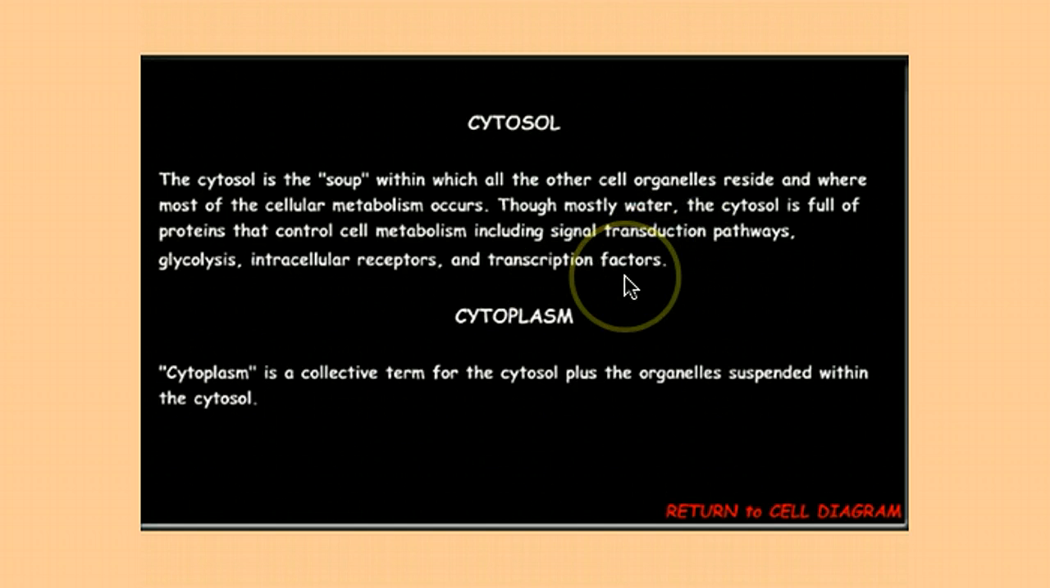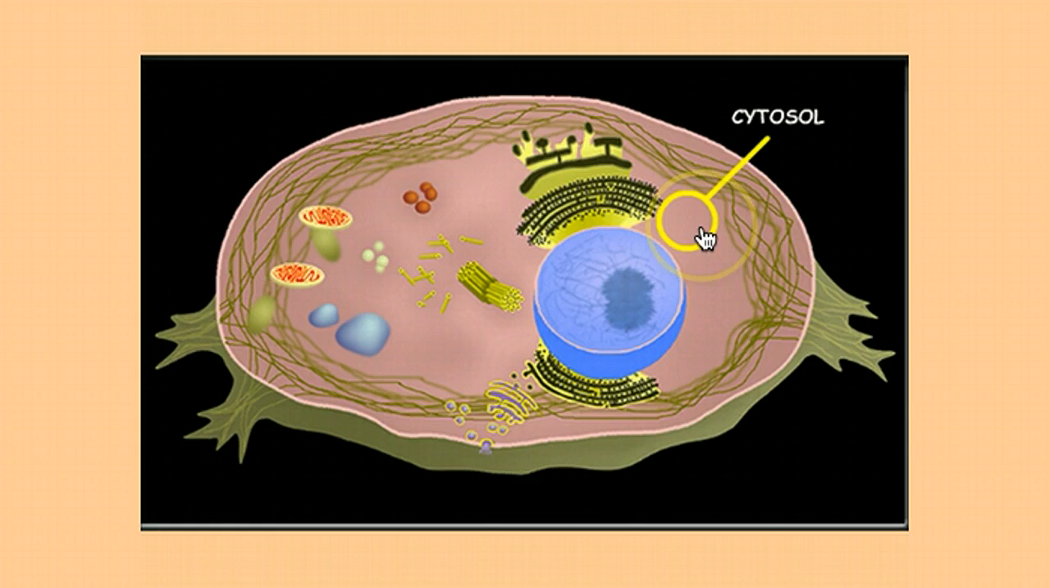The cytosol or the cytoplasm. The cytosol or cytoplasm is a jelly-like fluid that all the cell organelles are found floating inside of. It is found both in plant and animal cells.